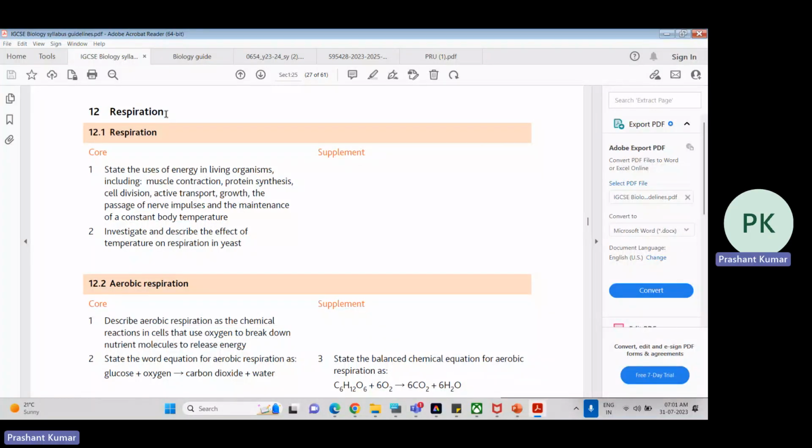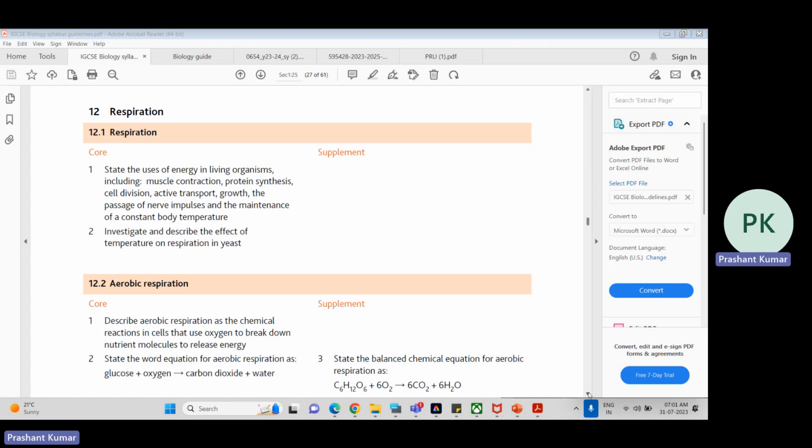Good morning, everyone. Today we are going to start chapter 12, that is respiration of IGCSE series. This topic is small actually, it's not big, and many questions are asked from here in your multiple choice and in your paper one and paper two, as well as paper three and paper four.